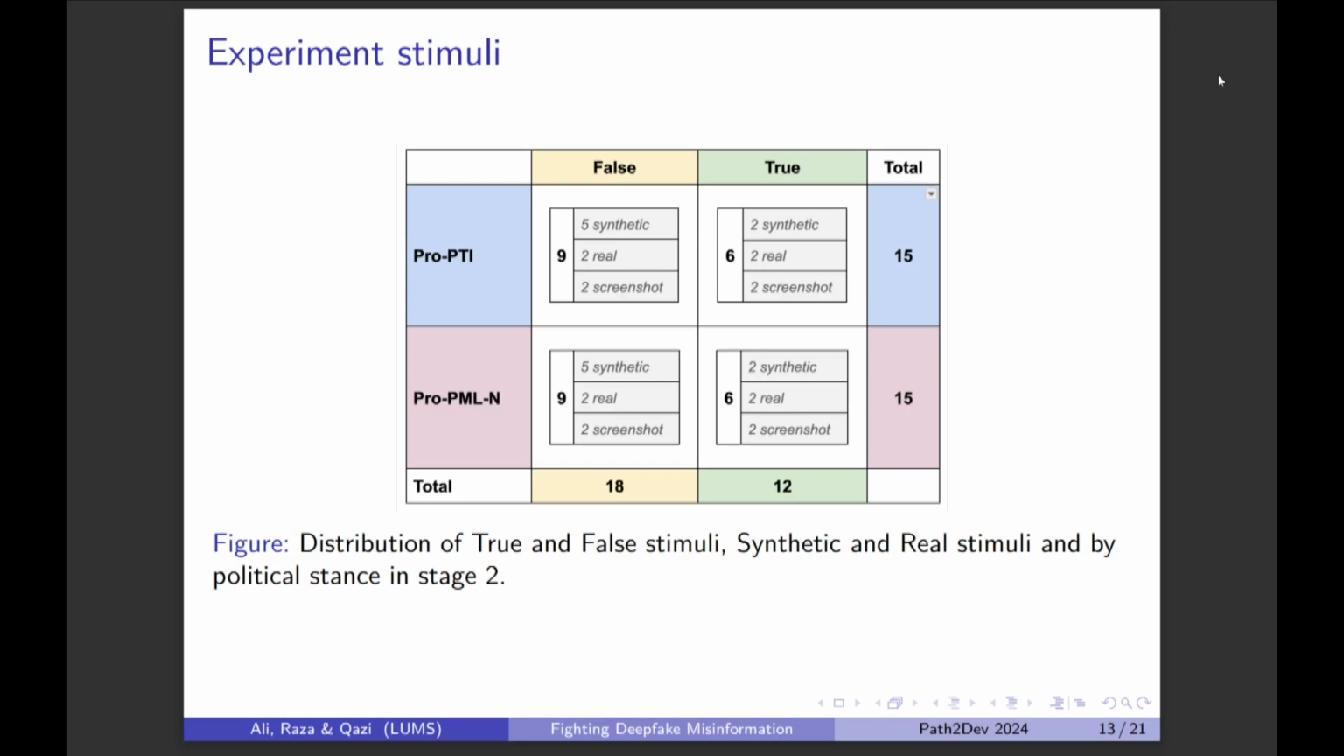We also stratify by political stance. And within each cell, we also stratify by the format of the news. So we've got some screenshots, we've got some real audios, and then we've got some synthetically generated audios. And we have both synthetically generated false audios, so these would be your deepfakes, and then we have your synthetically generated true audios, where the claim is true, but we generated it using a machine.